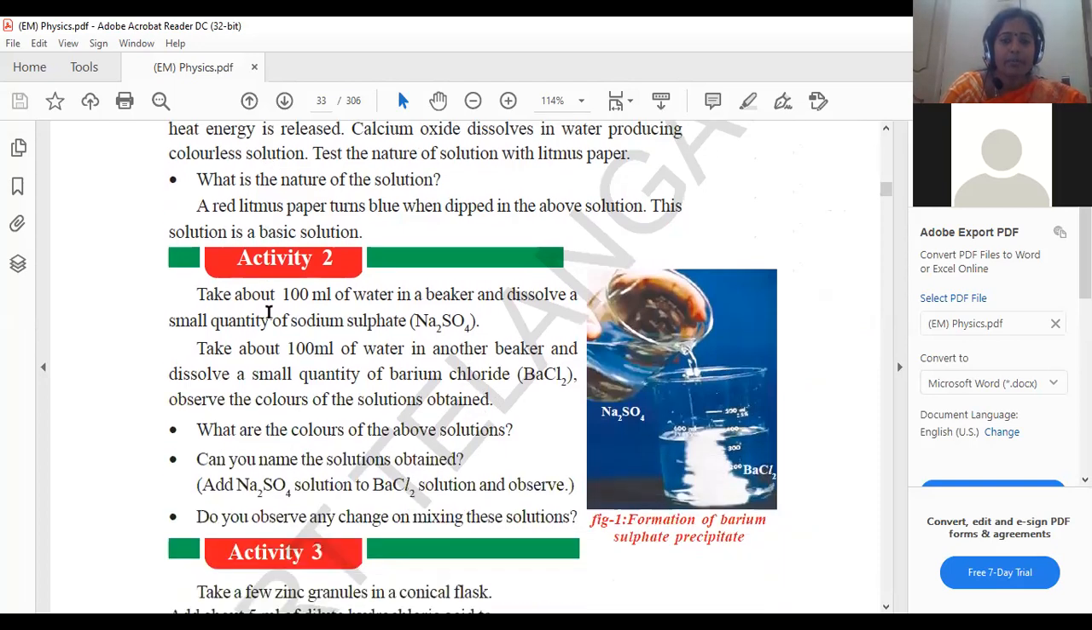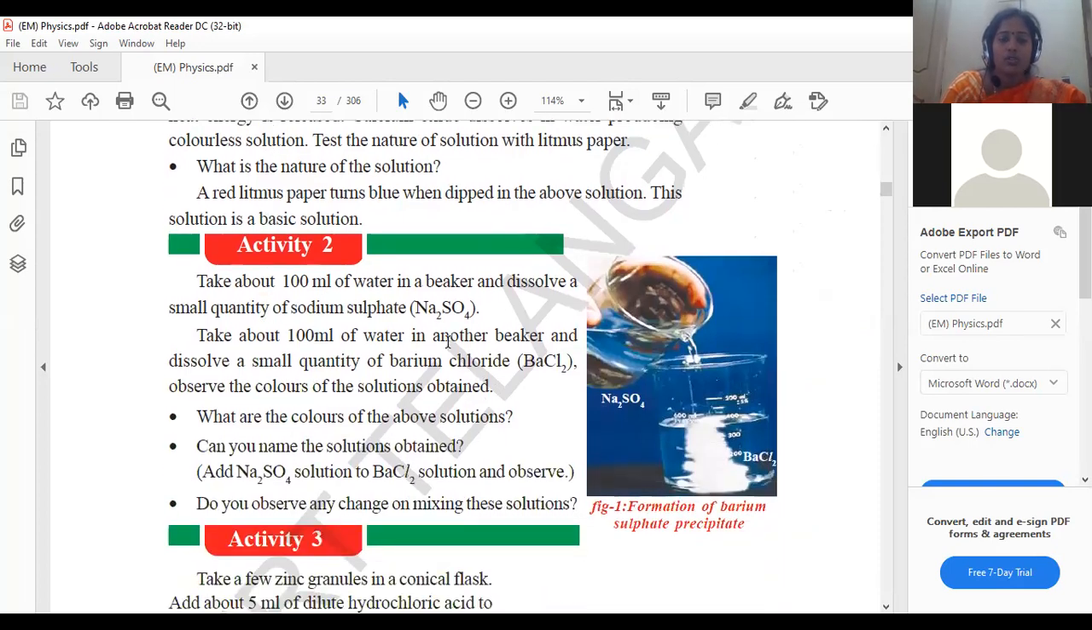Now, let us move on to activity number 2. So, let us explain this activity number 2. We are taking two different beakers. In one beaker, 100 ml water was taken and sodium sulfate salt was added to that. When sodium sulfate salt is added to a beaker of water, it is easily soluble. It dissolved in that, completely ionized.